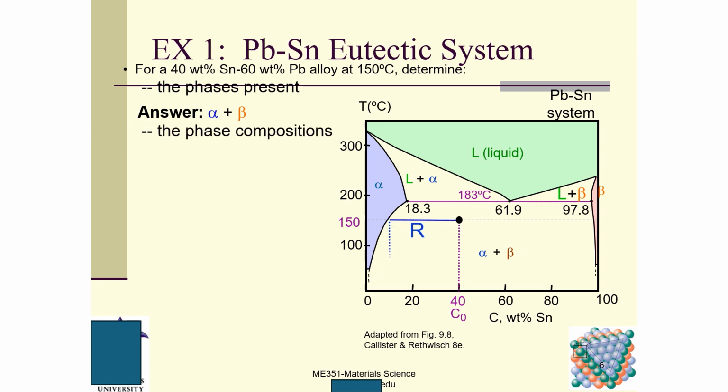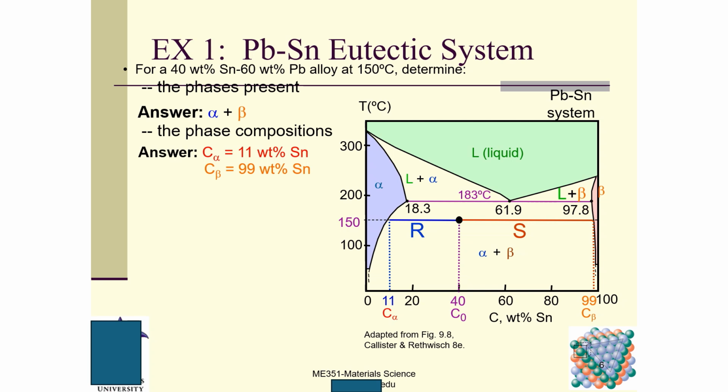Second one, the phase composition. We draw a horizontal line. Can you tell me what we call this line when we interpret this phase diagram? It's called a tie line. This tie line intersects the solvus curve at this point. Then we draw a vertical line, and we know this is 11 percent, so this is for alpha.